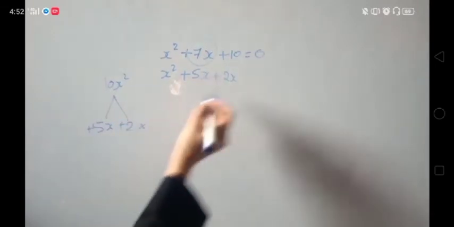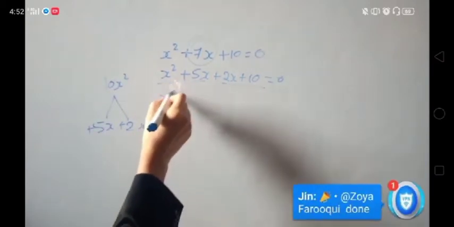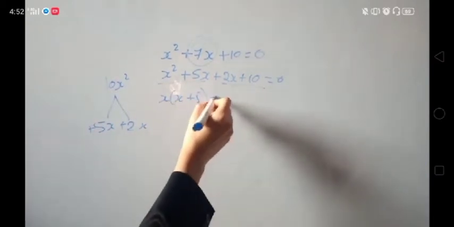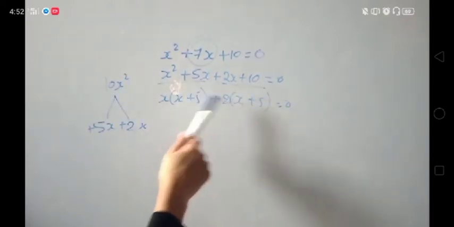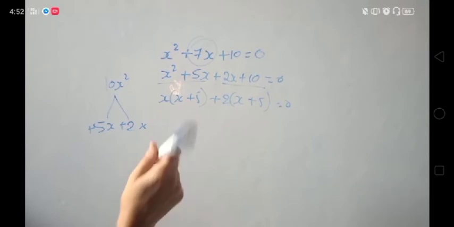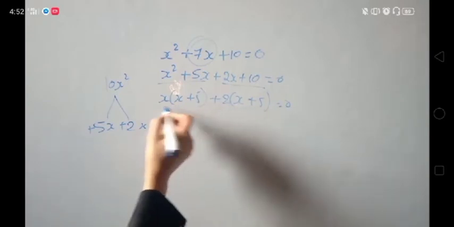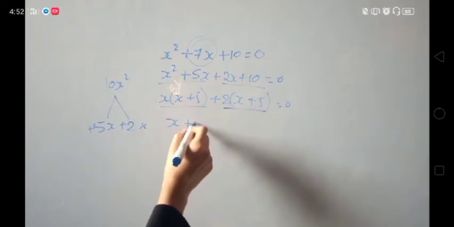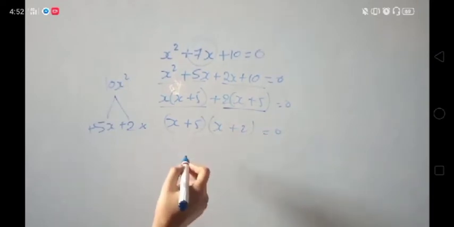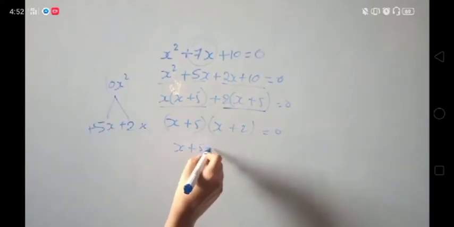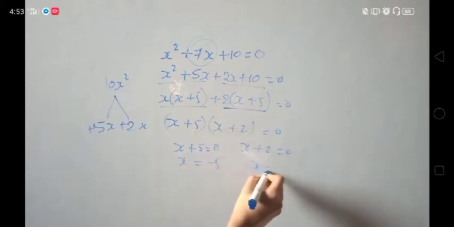In the middle term, we have to substitute the value of 5x plus 2x. Then take the group. Common is x, x plus 5 is remaining, plus 2 is common, x plus 5. So in bracket, that number should be equal including sign. So again take the common, x plus 5 is common, remaining is x plus 2. So we have to find the zeros, therefore x plus 5 is equal to 0, x plus 2 is equal to 0, x is equal to minus 5, x is equal to minus 2.